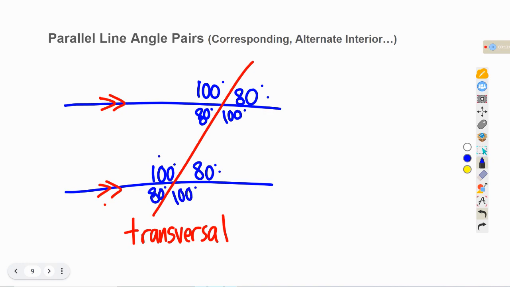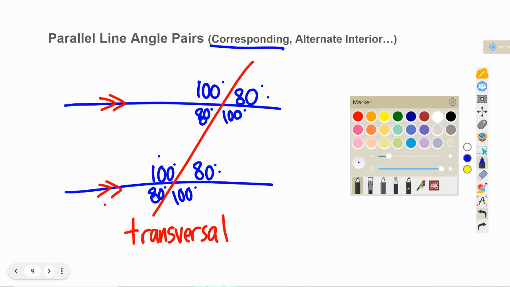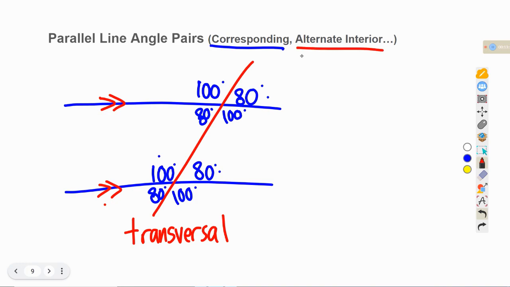So we just use corresponding angles. And let's take a look right now. I'll use the red to mark the alternate interior ones, okay? For instance, this 80 is equal to that 80. And then this 100 is equal to that 100, okay?